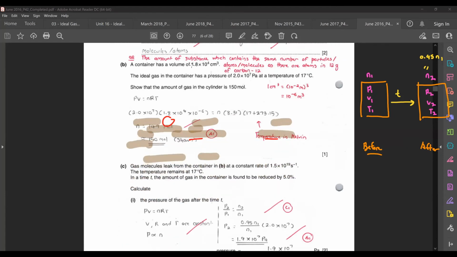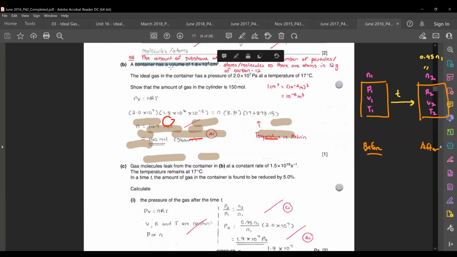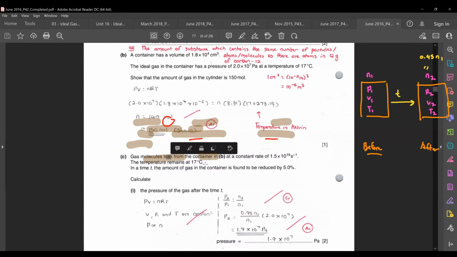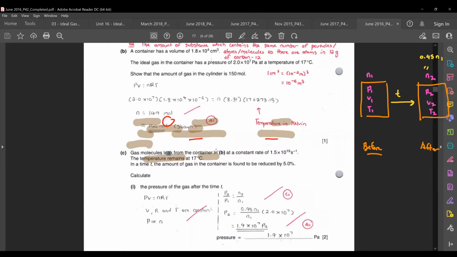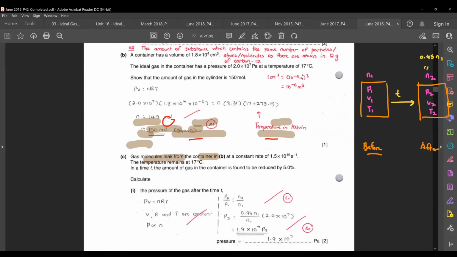Volume by right would not change because your container has a volume of 1.8 times 10 power 4 here, right? Your container is assumed to be a rigid, hard object. So the volume inside the container itself by right would not change. And we know that gas will always fill the volume of its containing vessel. So here, volume actually did not change.